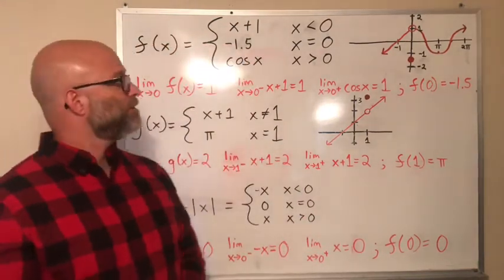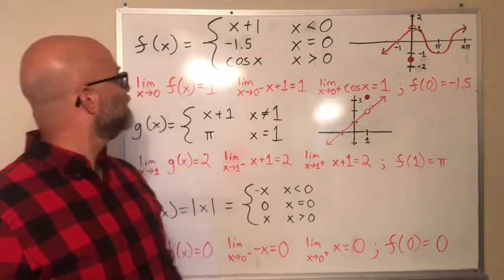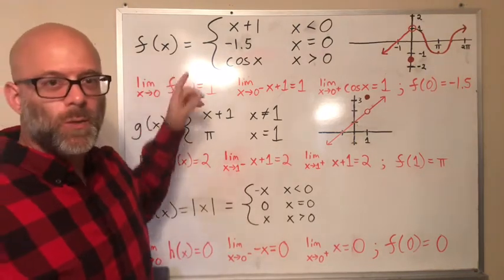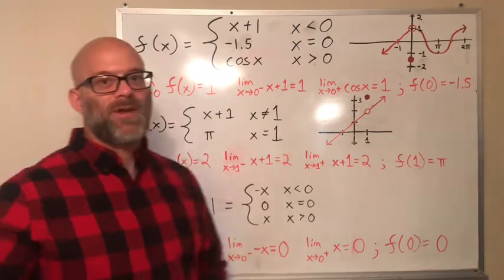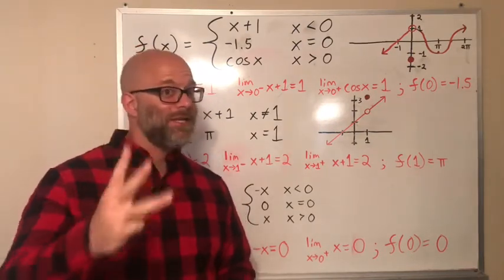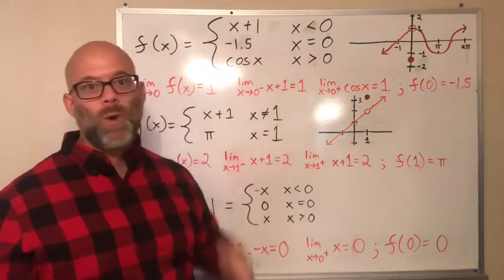Look at this first function. I just made it up. It's really a combination of a bunch of functions. F is the name of the function. What type of function is it? A piecewise function. It consists of how many pieces? 3 pieces. Piece 1 is a linear function, slope of 1, y-intercept of 1.